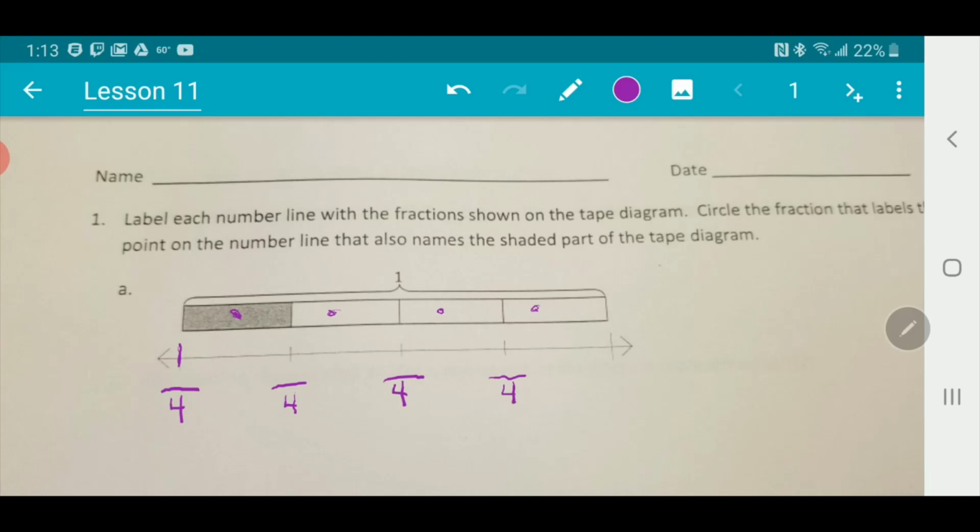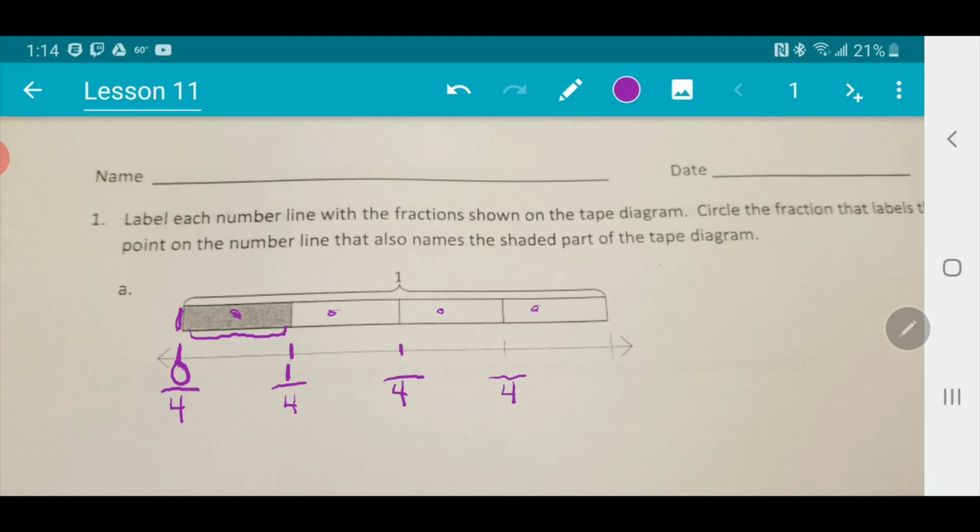Now, in order to figure out our numerator, we know our numerator shows an amount of parts. So right here where this first little tick mark is, it's representing this part of our tape diagram. At this point, this is our starting point of our tape diagram. So this represents 0/4 because it's before it even begins. This next little tick mark represents this whole part right here. So this represents 1/4.